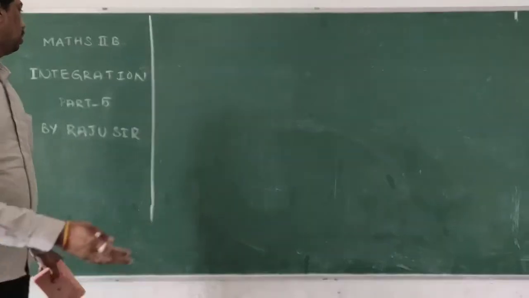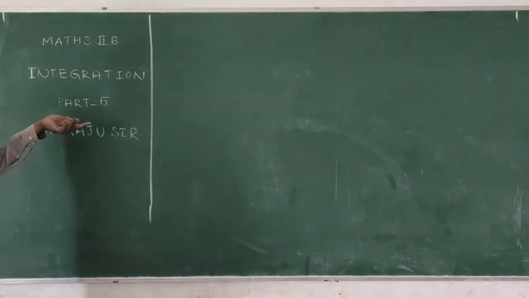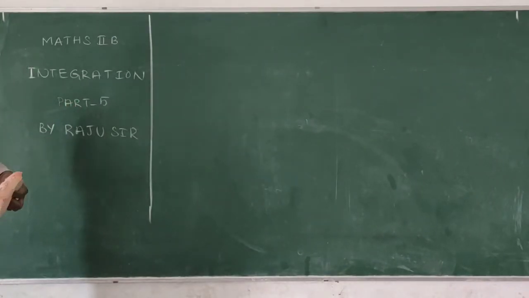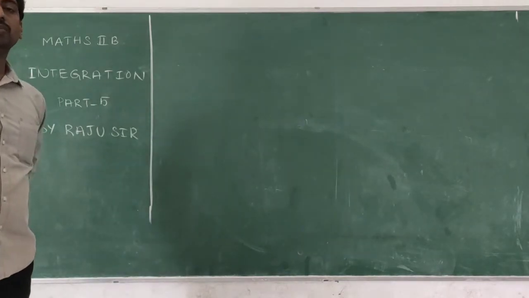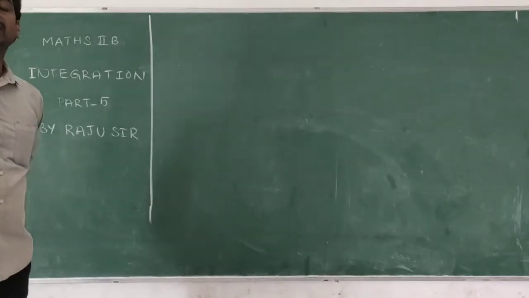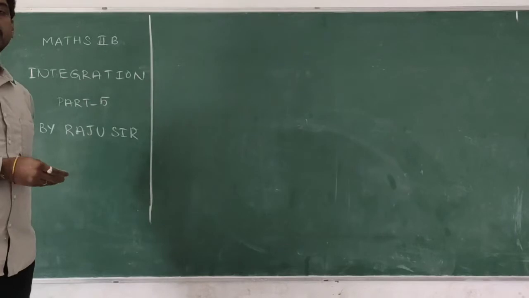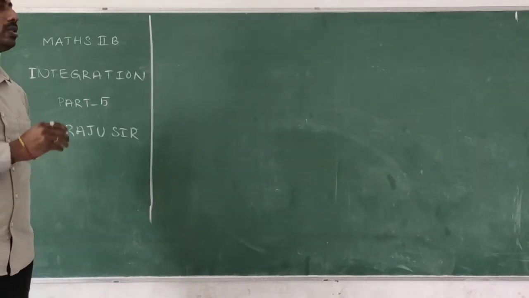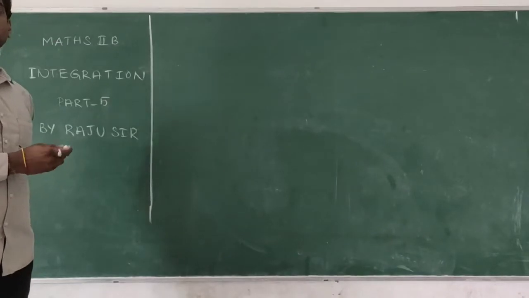Okay? So in maths 2B, integration part 4 is completed. Now, in the continuation, part 5. In earlier classes, 2 marks questions were completed. We have another few models in 2 marks questions. In previous classes, we discussed integration by substitution method. To continue the 2 marks problems, we need some formulas.